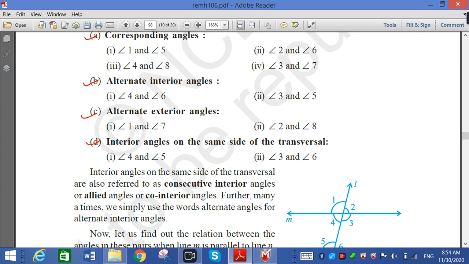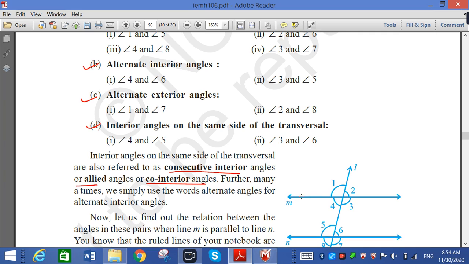Interior angles on the same side of transversal line are also referred to as consecutive interior angles or allied or co-interior angles. They are inside, that is why, and they are in sequence, so consecutive, because after 4 it will become 5, 4 and 5, that is why.